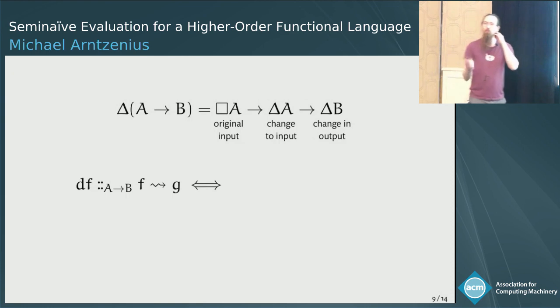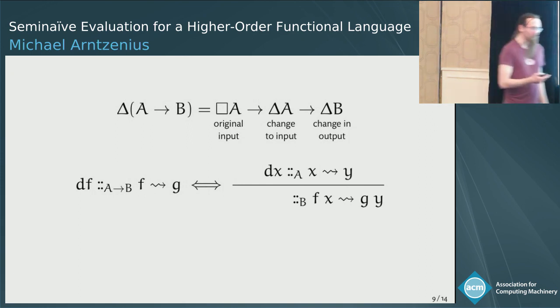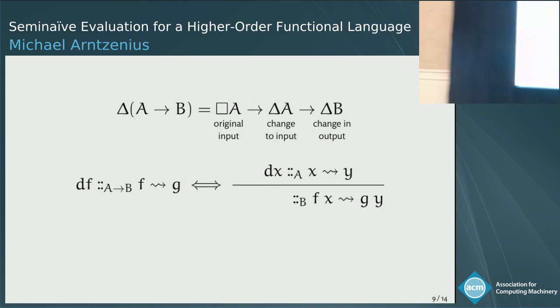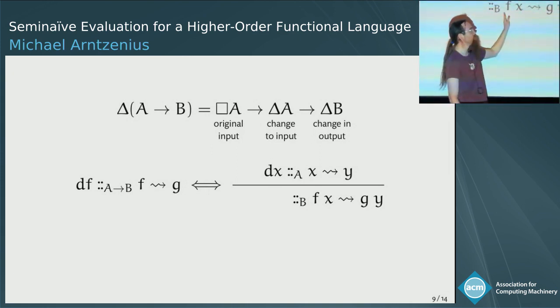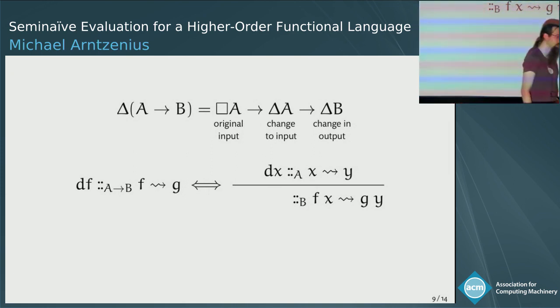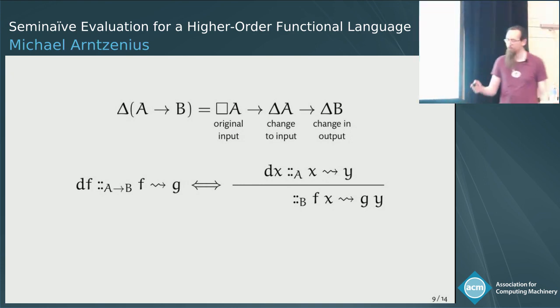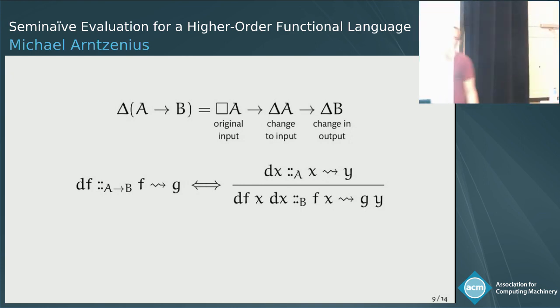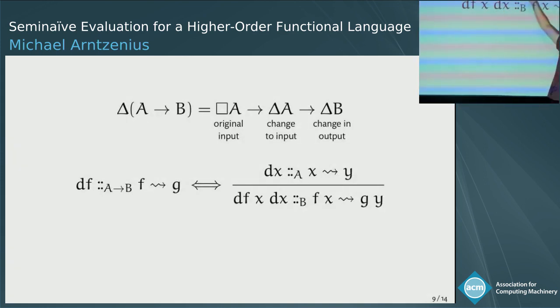What I mean by this more formally is if you have a change, df, that turns f into g, what that means is whenever you have a change to the argument of the function that turns the argument x into the argument y, then we can find how f x, the original function applied to the original argument, turns into g y, the updated function applied to the updated argument. This is how we incrementalize function application. And we do it by taking df and applying it to the original input and the change to that input, just like I said up there.